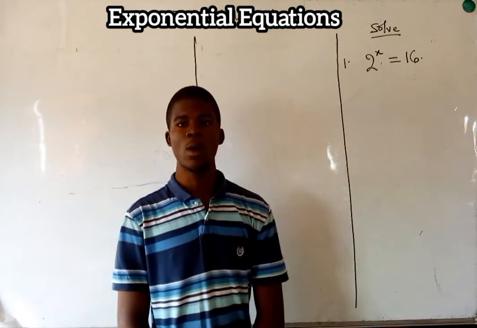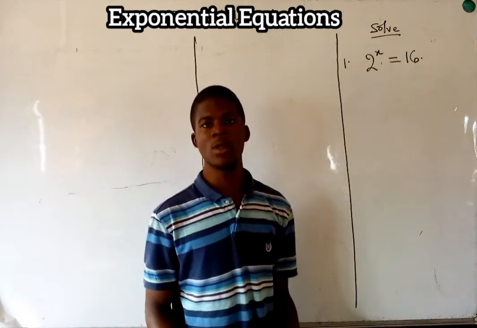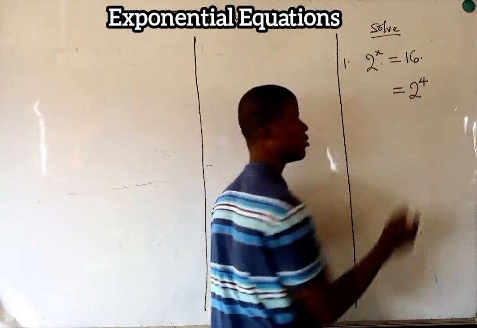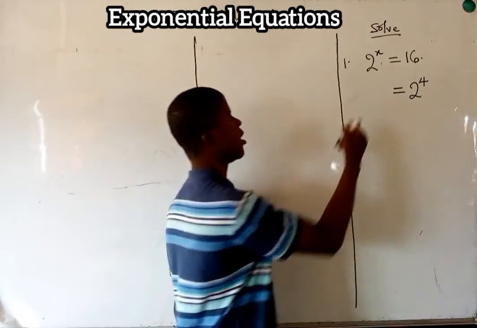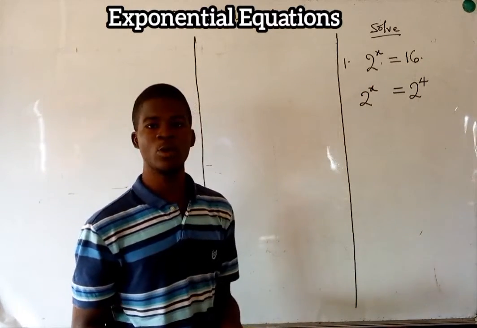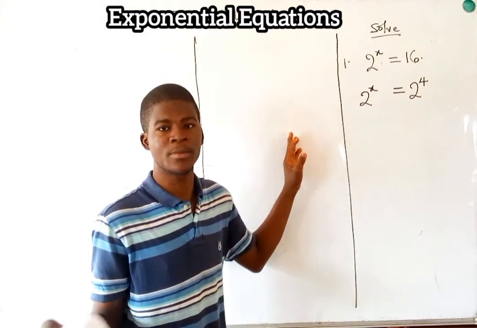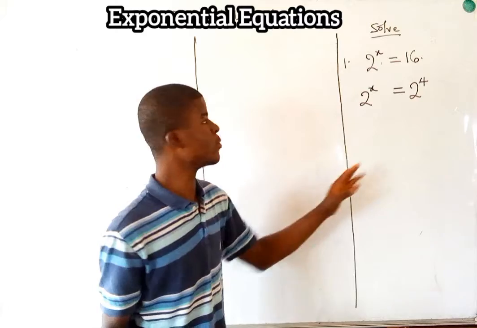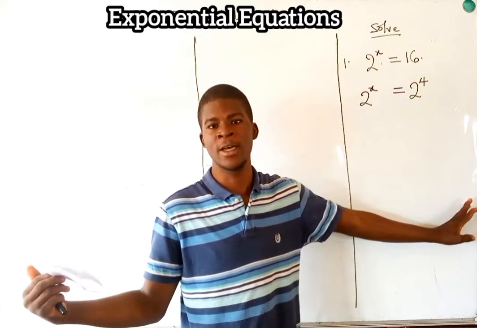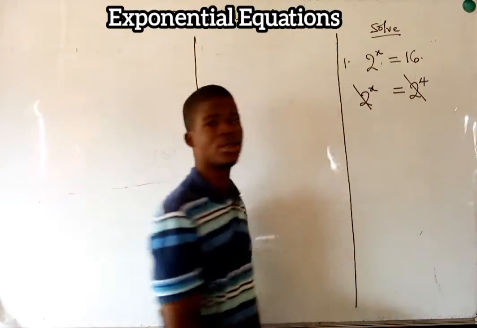Now, what we are going to do is to express 16 in index form. I know that 2 raised to the power 4 is equal to 16. Good. At the left hand side, I have 2 raised to the power x. So, when you see a question like this, the left hand side has a base and an index. What do you do? Make the right hand side also look like the left hand side. So right here, I can cancel 2 because they have the same base.